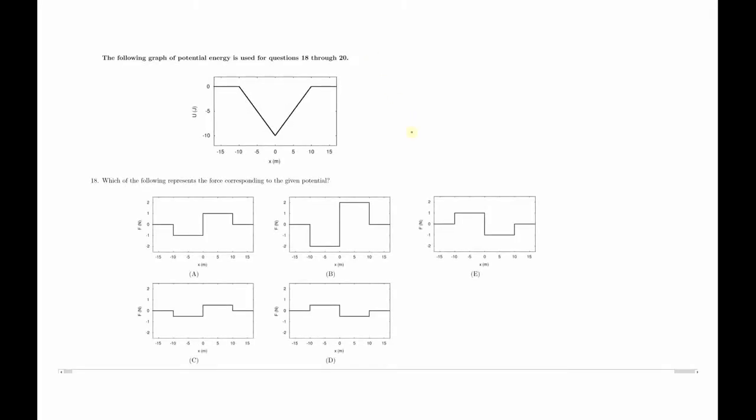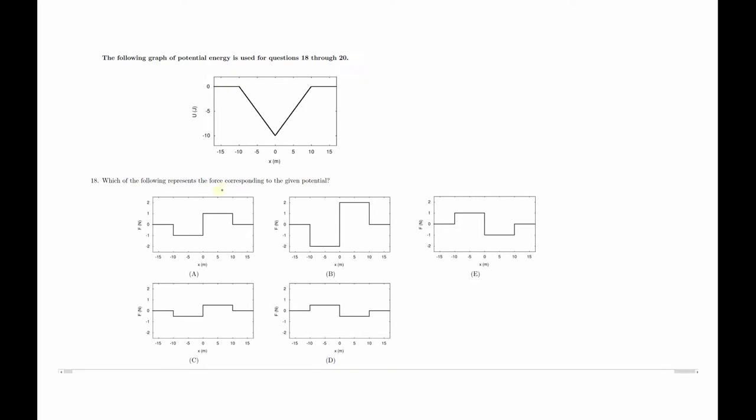The following graph of potential energy is used for questions 18 through 20. So in this given diagram, we have potential energy in the vertical axis and the position in the horizontal axis. So knowing what's going on in our diagram, we'll answer number 18. Which of the following represents the force corresponding to the given potential?